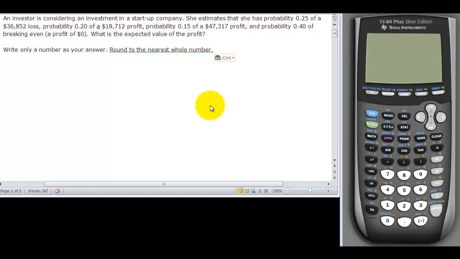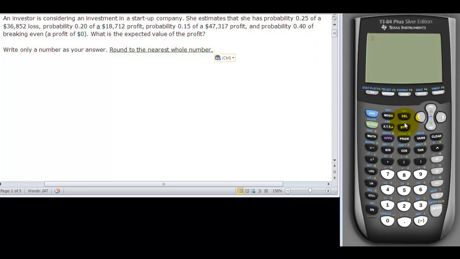So to calculate the expected value, or the mean, which is the same here, what we would do by hand is just take the probability times the number here, and do that for each one of these things, and then take the sum of that, add them all together. Make sure that this is a loss, so you would put that as a negative number. But here we want to just take a look at how you would do this with a calculator. So it's similar to a problem where they just give you the frequencies.